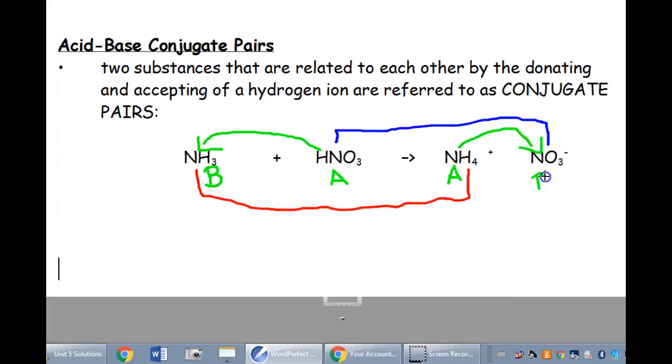Another way to make sense of this is to say, well, I know that in a pair, one is an acid and one is a base. So if I know that this is a base, that means that my ammonium over here has to be the acid. Same holds true with this pair in blue. If my nitric acid is the acid, then that means the nitrate has to be the base.